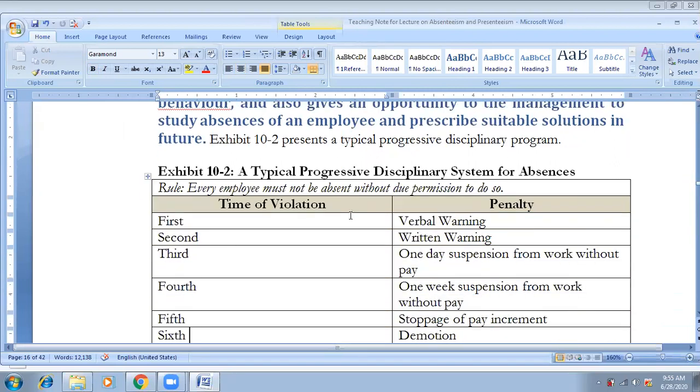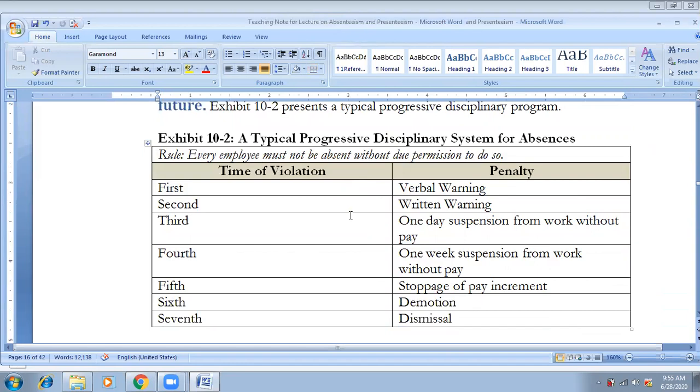In a progressive disciplinary system, at once we do not give a very serious punishment to the employee who becomes absent. Normally, the first time of violation, we can give a verbal warning. Second time, a written warning, which is more severe than a verbal warning to a certain extent. Third time, 1 day suspension. Fourth, 1 week suspension. At the fifth time, stoppage of pay increment. Sixth time, demotion. Then at the seventh time, the last chance.